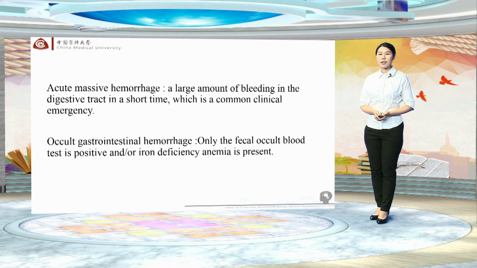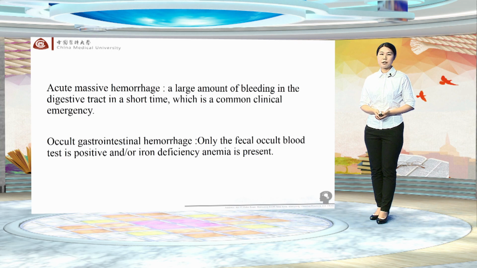At the same time, there are two concepts I want to introduce to you. The first is acute massive hemorrhage. It refers to a large amount of bleeding in the digestive tract in a short time. Upper gastrointestinal hemorrhage often manifests as acute massive hemorrhage, which is a common clinical emergency. Especially in elderly patients and patients with severe concomitant disease and recurrent bleeding, the mortality rate is as high as 25 to 30%, which should be given high priority.